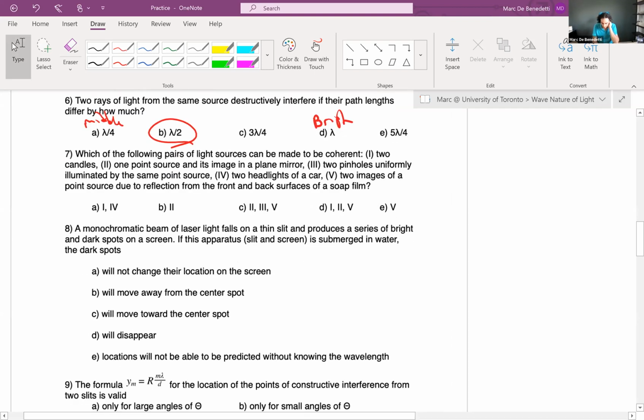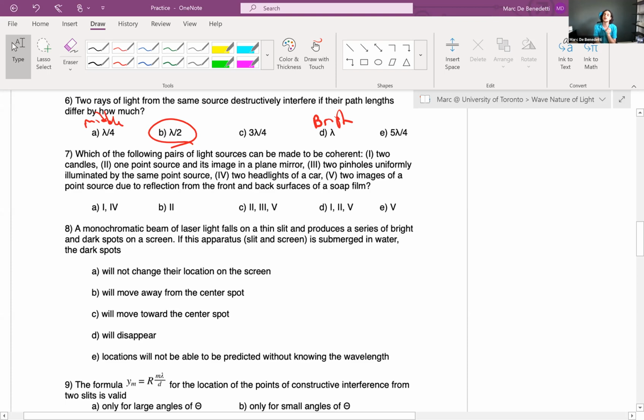7, which of the following pairs of light sources can be made to be coherent? Coherent means everything is lined up and traveling together. Can two candles be made to be coherent? Only one source and its image in a plane mirror. Are they coherent? 2 pinholes uniformly illuminated by the same point source. Are those coherent? And two headlights of a car. Are those coherent? 2 images of a point source due to a reflection from the front and back surfaces of a soap film. Whew.